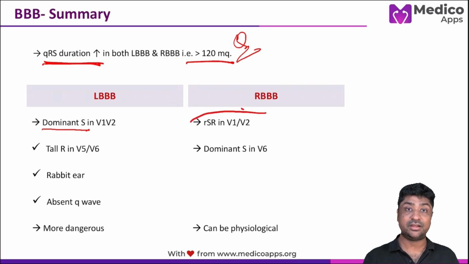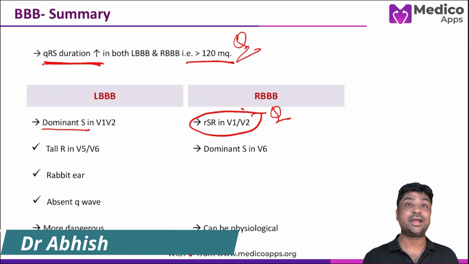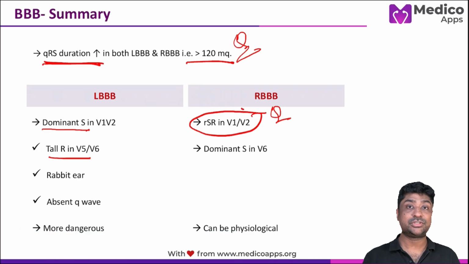In contrast, RBBB shows an RSR prime pattern in V1 and V2. That's the classic M-shaped complex caused by delayed right ventricular depolarization. In LBBB, you'll see a tall R wave in V5 and V6, reflecting the delayed but exaggerated left ventricular depolarization. But in RBBB, lead V6 shows a dominant S wave, again due to the delayed right ventricular forces pulling the vector away from lateral leads.